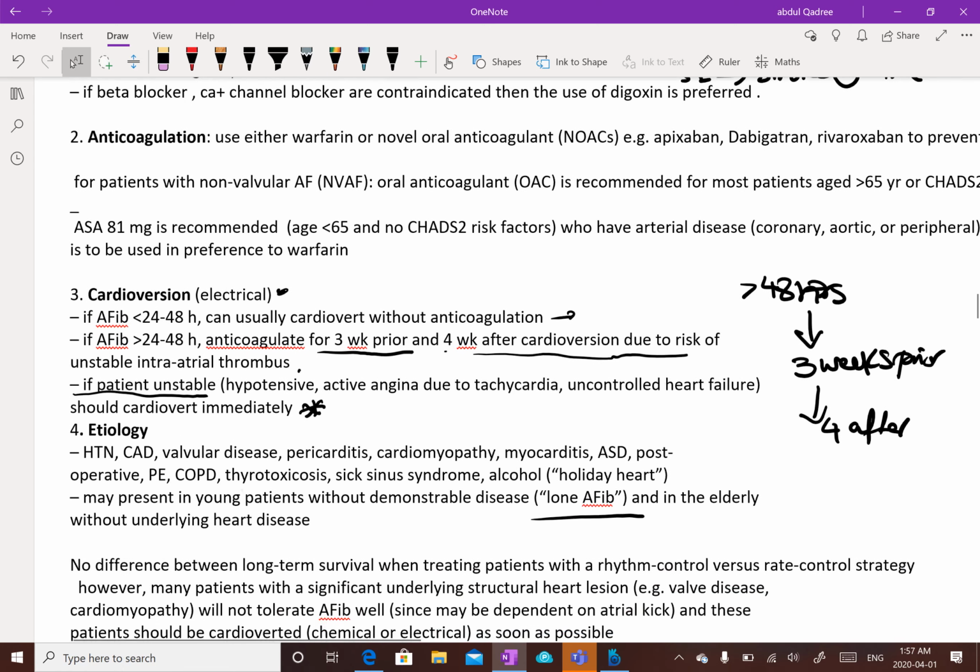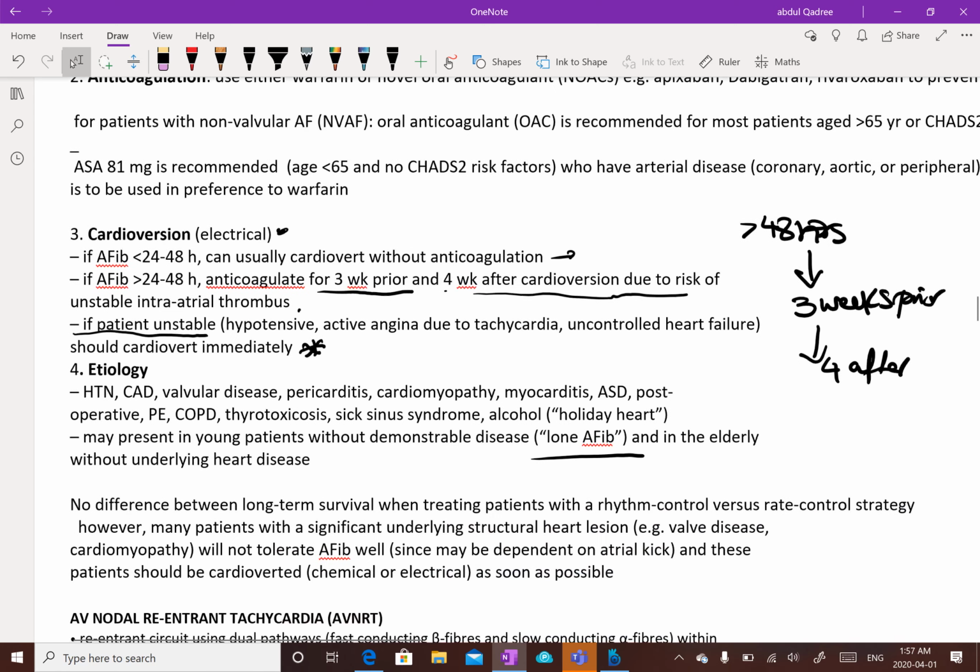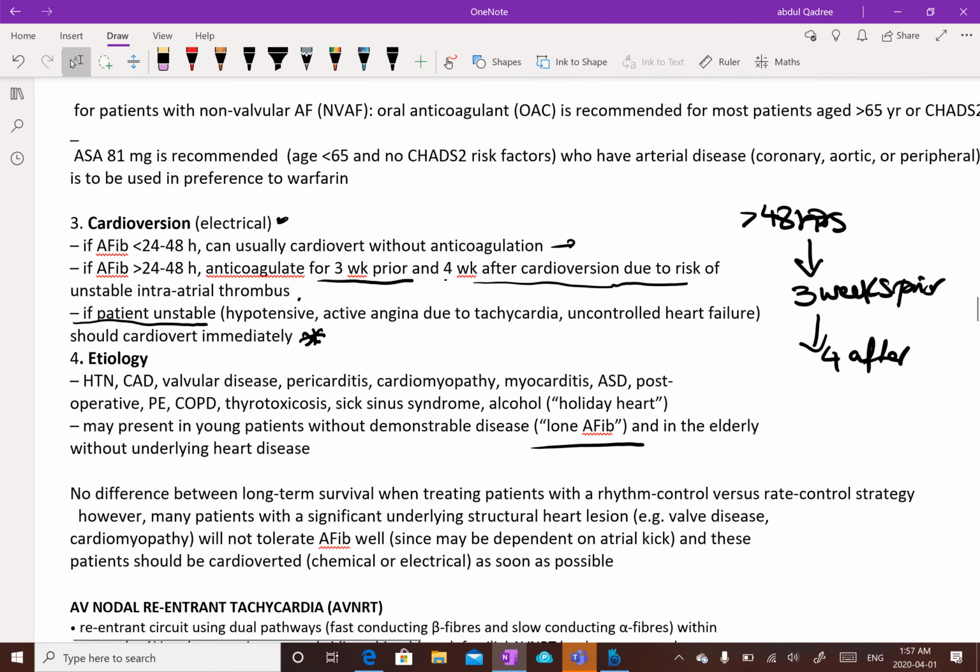That's about it for the etiology. There is usually no difference between treating with rate or rhythm control in the long term. It hasn't been shown that one is the best. Both of them have no difference, but it's better to treat with rhythm control than rate control because of the side effects of the rate control medications.